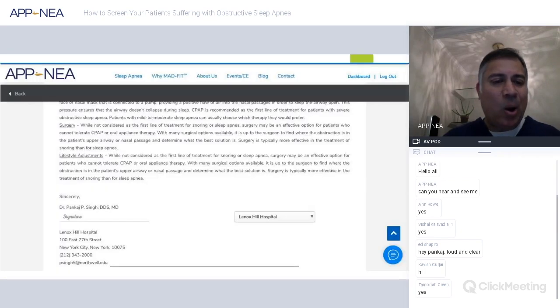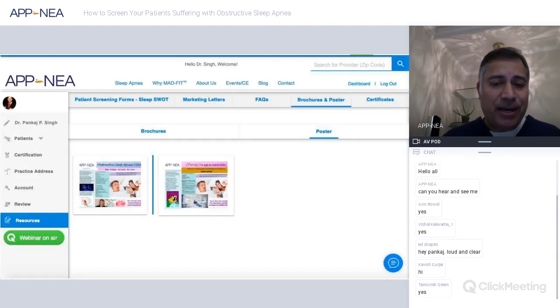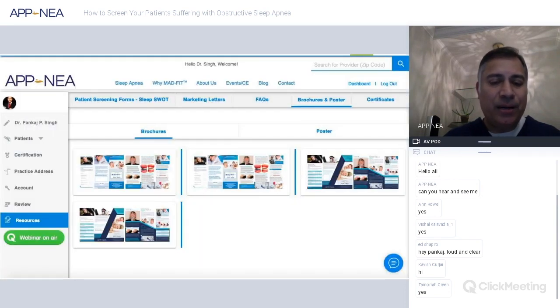But as you can see, they're all branded to your practice. If you have multiple locations, you can choose which location you want to send it out from. So every single one of those letters in the resources section is not patient specific, but practice specific, and you can do that. We also have brochures and posters for you that are print ready. You can just literally download and print and have them in your hygiene exam room. These are the brochures that you can download.